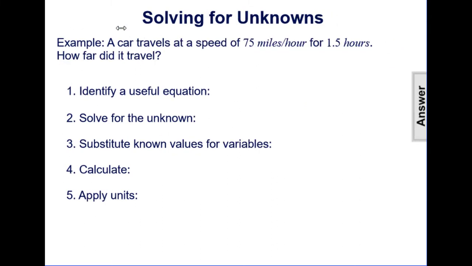Here's another example. A car travels at a speed of 75 miles per hour for 1.5 hours. How far did it travel? Identifying a useful equation, again, we can use speed equals distance over time, since in the example we're given speed and we're given time. Now we're looking for the unknown of distance. So we need to solve this equation for distance.